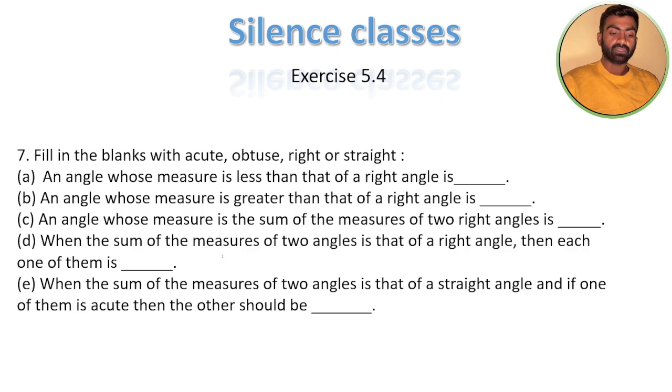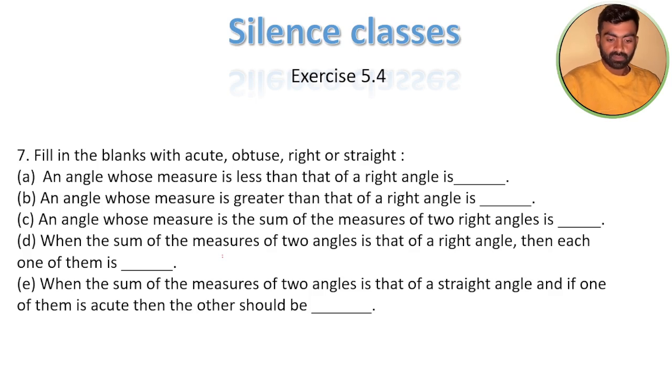Fill in the blanks with acute, obtuse, right or straight angles. Means we have to read it and fill the blanks, whether the statement is of acute, obtuse, right or straight angle. Okay, the first question is: an angle whose measure is less than a right angle. Right angle means a right angle is equal to 90 degrees. We have already done that.